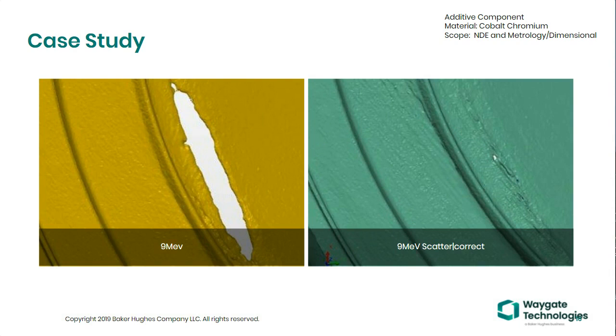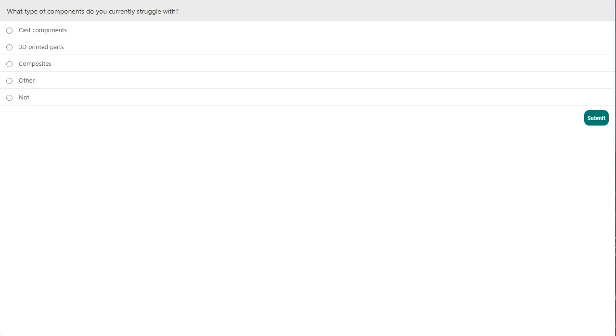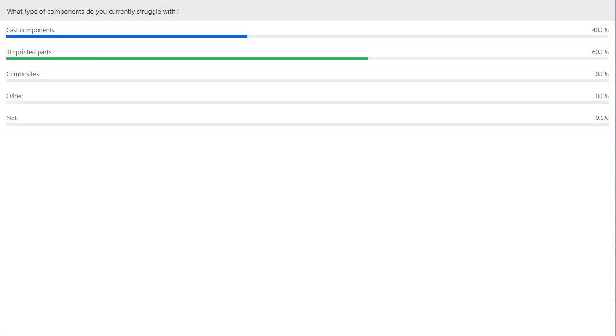Going to ask you guys another question. What kind of components are you typically struggling with? Are they casting components? Are most people seeing 3D printed parts, composites, others, or maybe you're just not seeing them at all? I'll give you a minute to answer that. All right, let's look at the results. Most people are seeing cast components and 3D printed parts, which is good because those are the examples I mostly showed you.